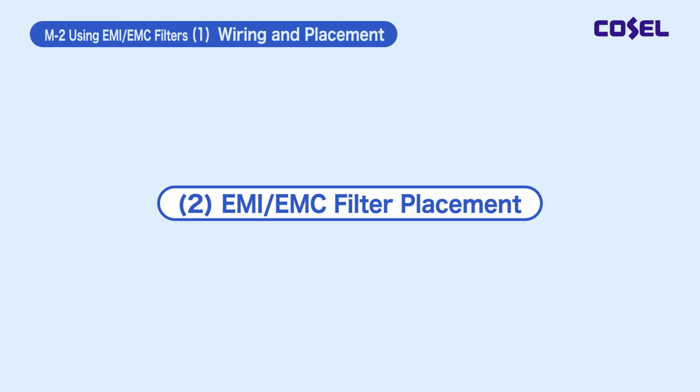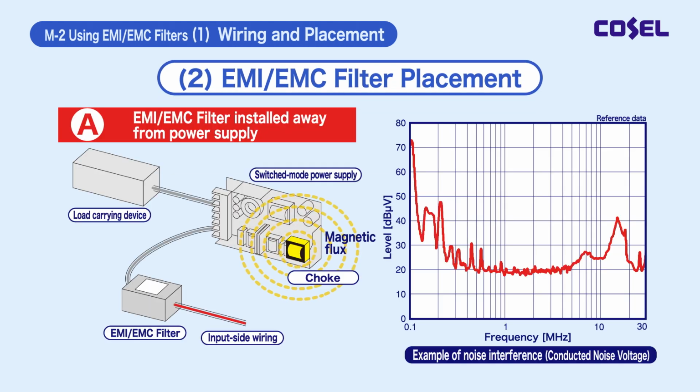Next is an example of the impact from noise by the placement of EMI/EMC filters. In case A, the EMI/EMC filter is installed far away from the switch mode power supply, which is a noise source, to achieve a high attenuation effect.